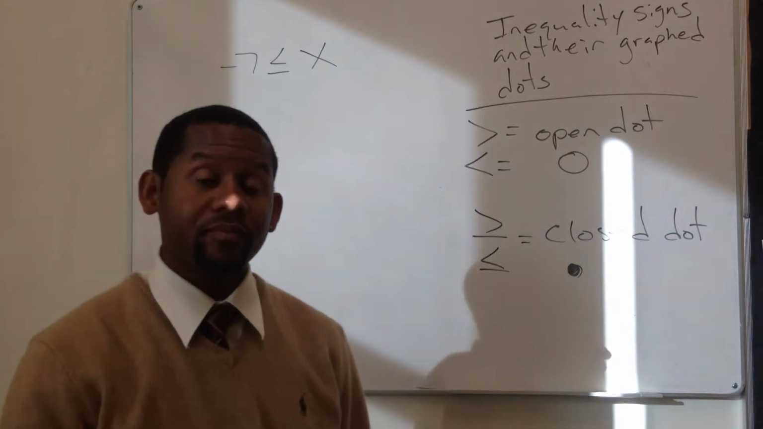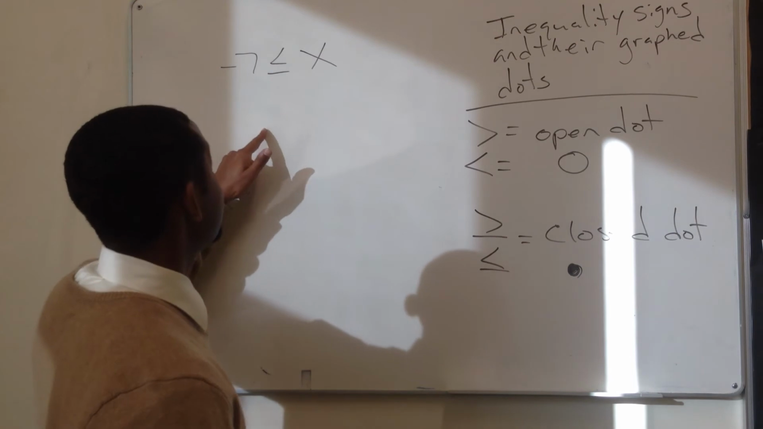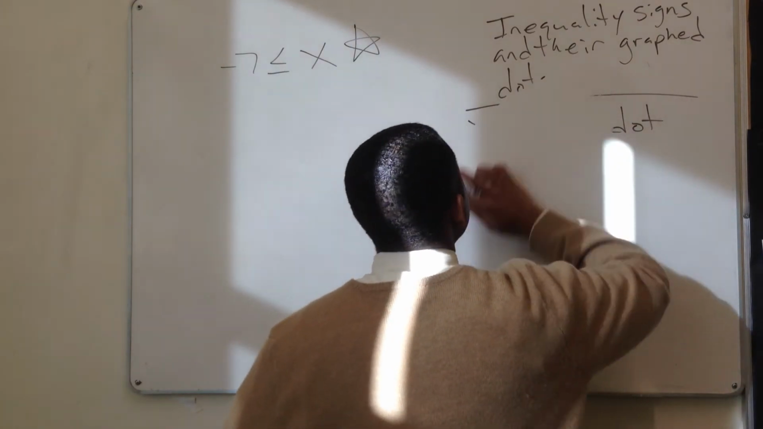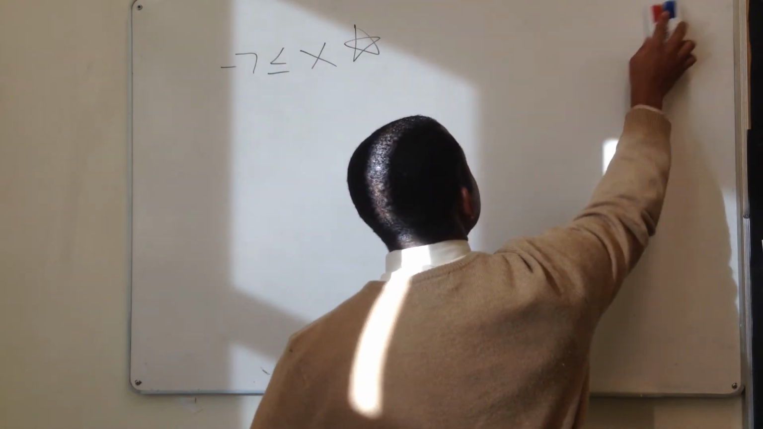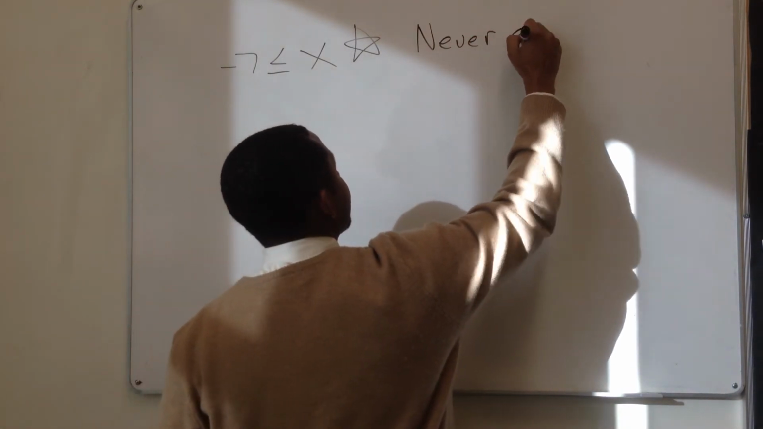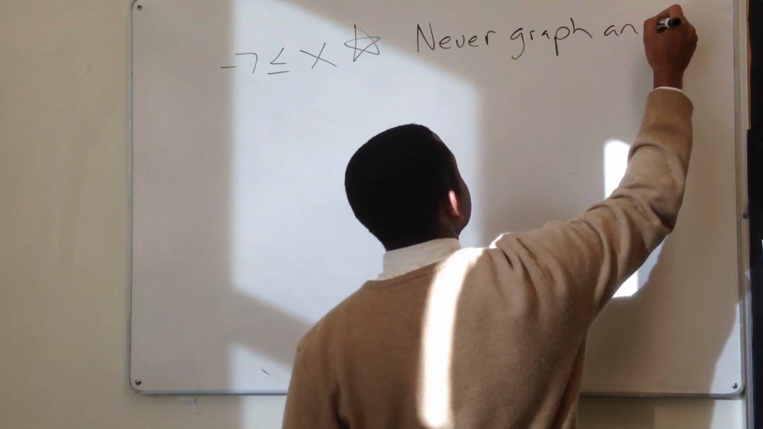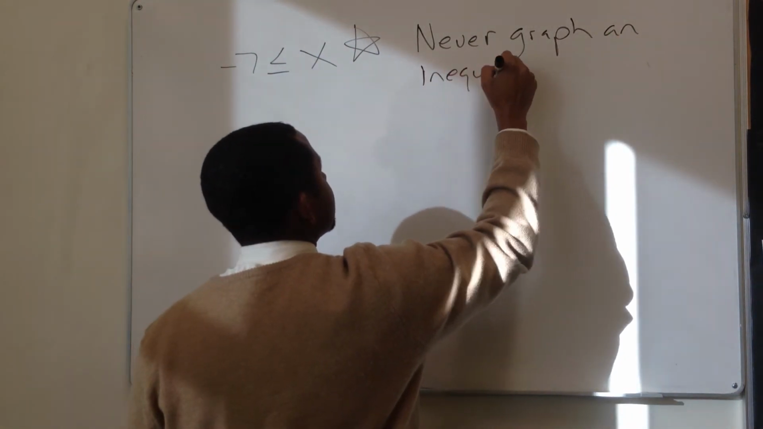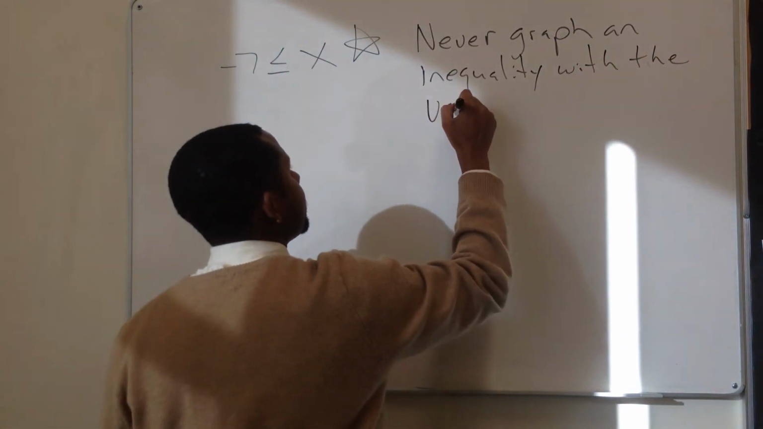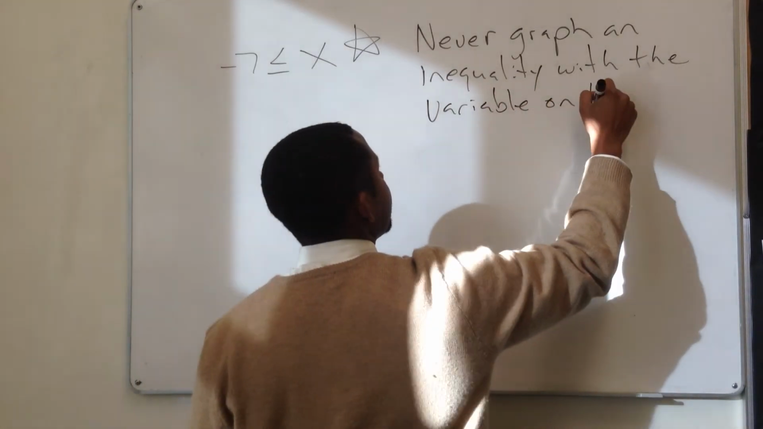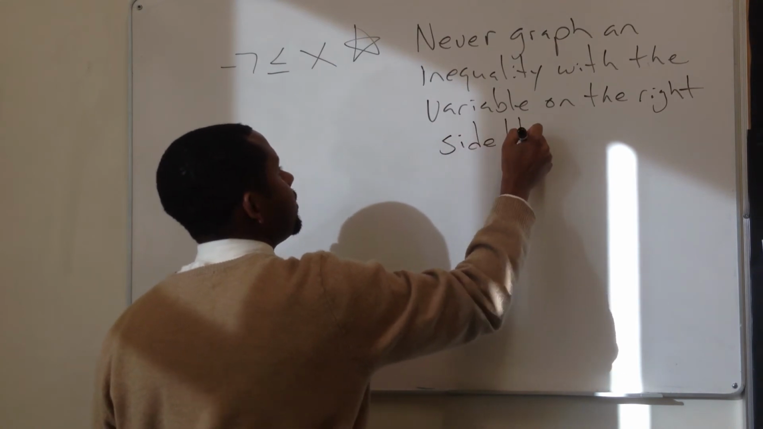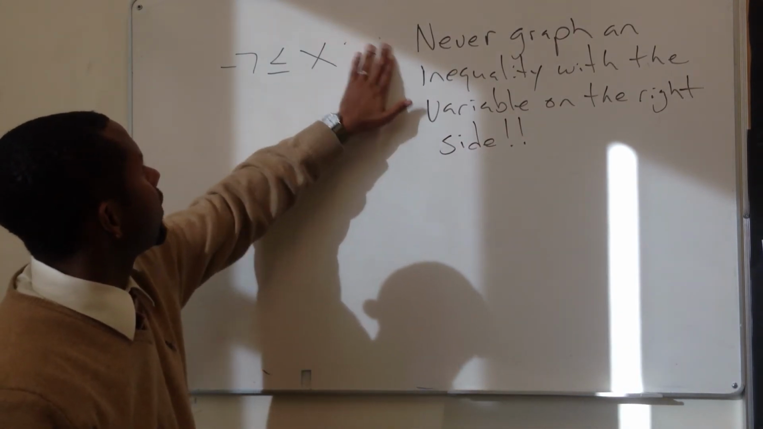This is a problem. You never want to graph an inequality like this. Put a star next to this. Never graph an inequality with the variable on the right side. Never graph this inequality with the variable on the right side like that.